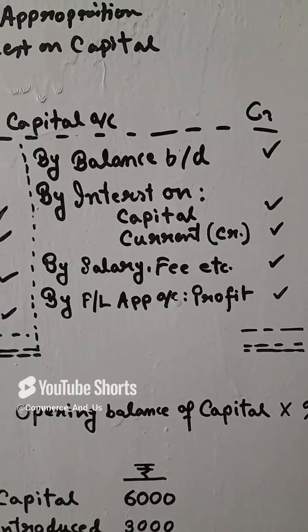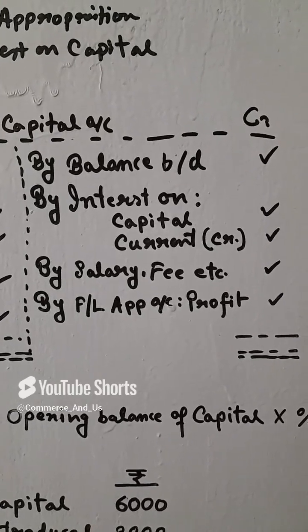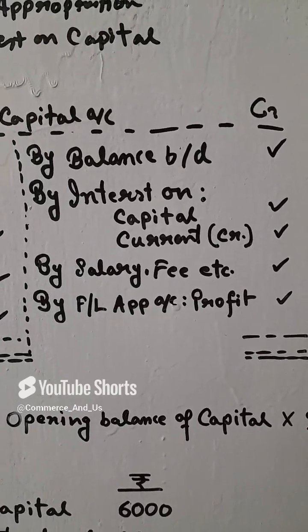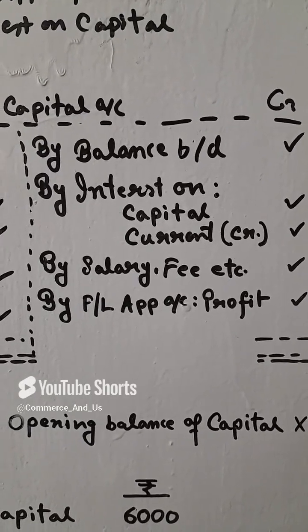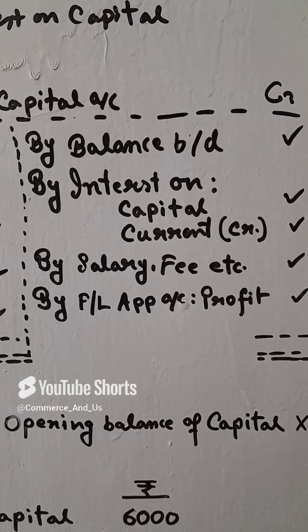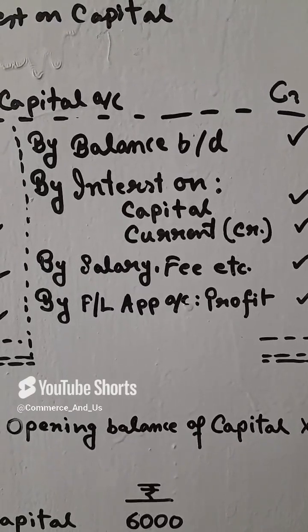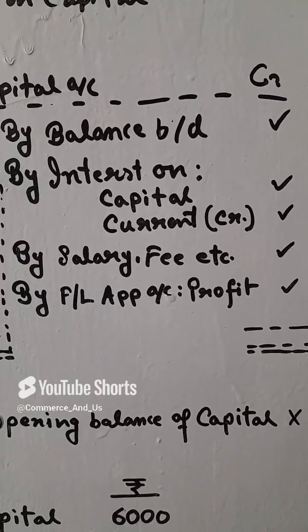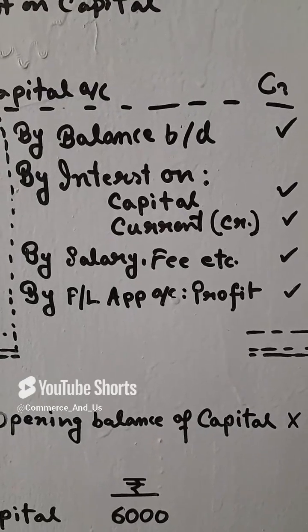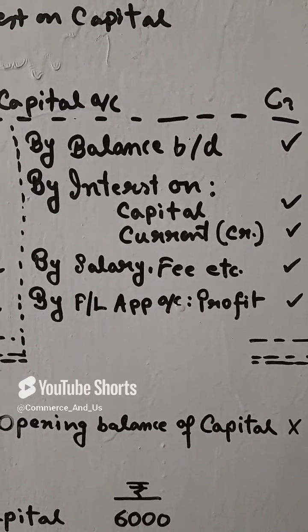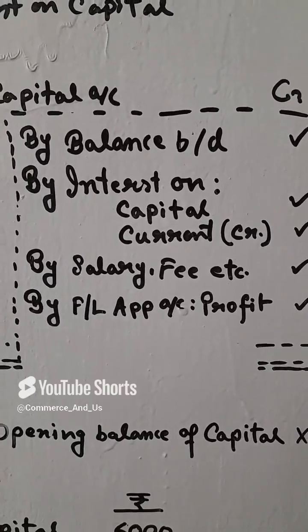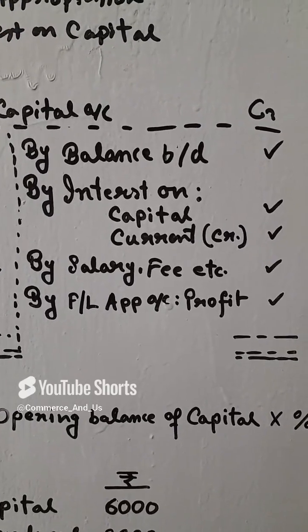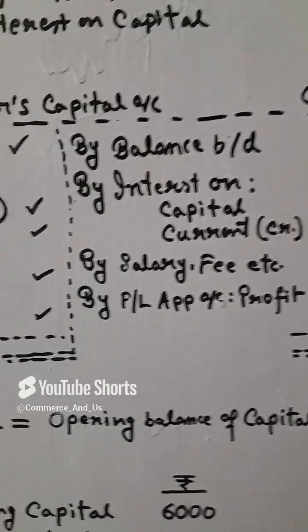By opening up a partner's capital account, you will find the opening balance on the balance sheet on the liability side, and then interest on capital and interest on current account. Interest on current account, which will be given on the liability side of the balance sheet, you will have to charge on the credit balance and put it on the credit side. Anything allowed to the partner like salary, fees, commission, etc. is to be posted on the credit side, and appropriation of profit also to be posted on the credit side.